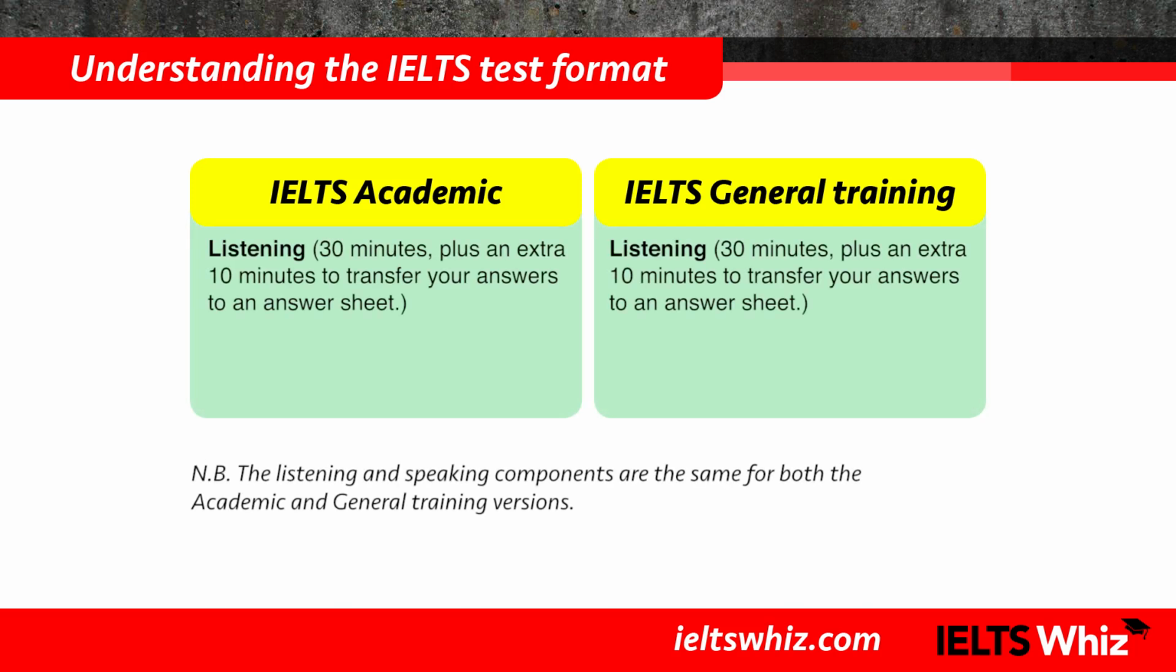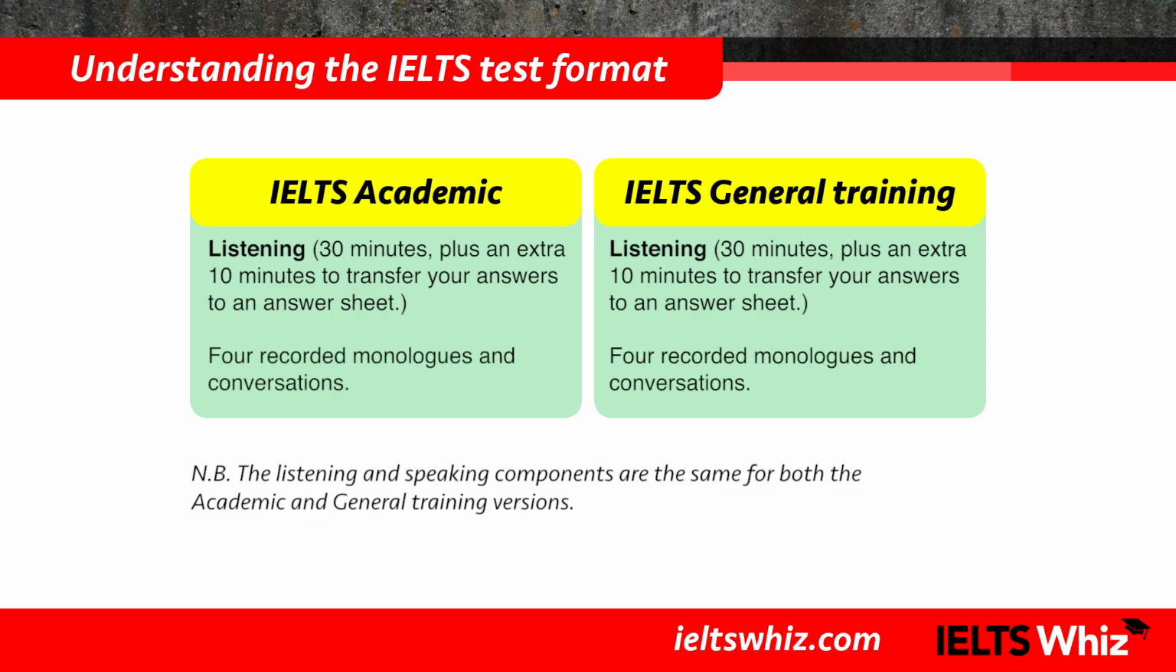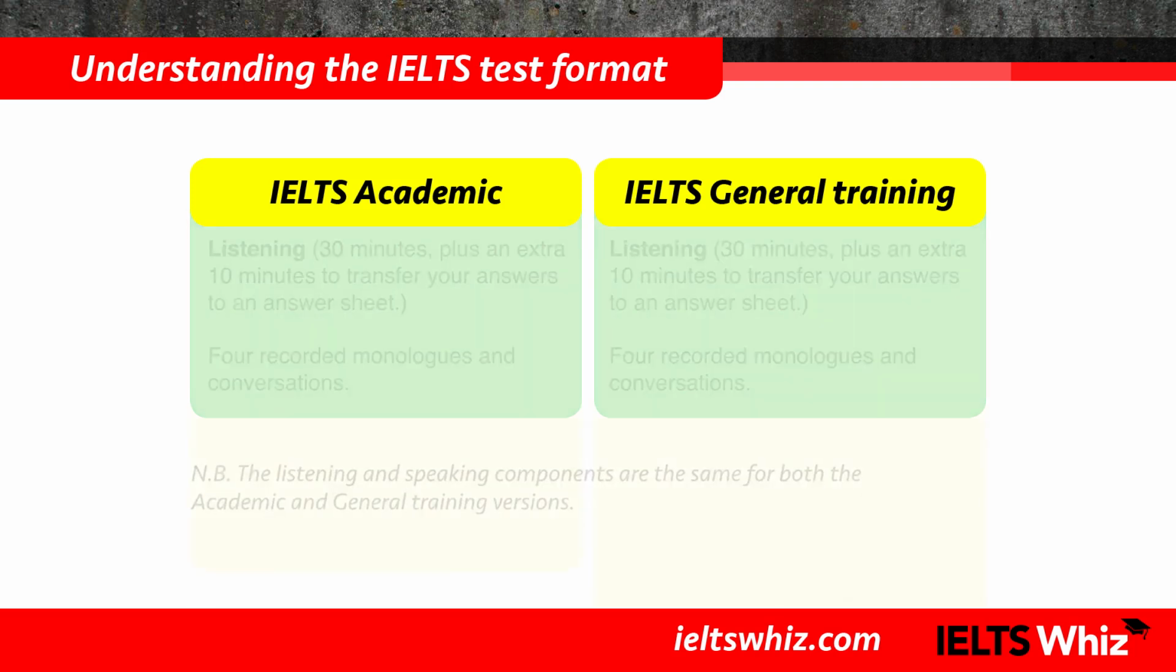The Ielts Academic and General Training listening tests take 30 minutes. Plus, you're given an extra 10 minutes to transfer your answers to an answer sheet at the end of the listening test. Both the Academic and General Training listening tests have 4 sections, so you will hear 4 recorded monologues and conversations with either one person or multiple people speaking.